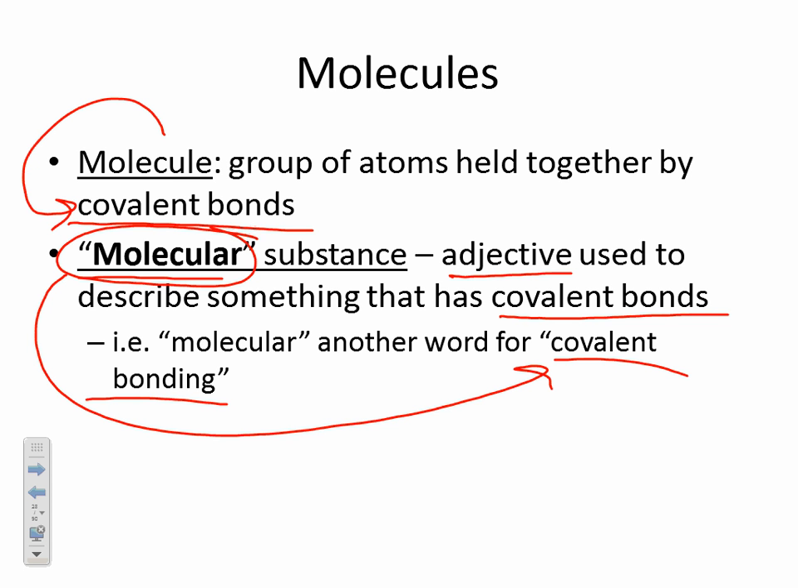I would not say that an ionic compound is a molecule. That's wrong because it doesn't have covalent bonds. I would say it's a formula unit. It's that small thing. It's slightly different terms.